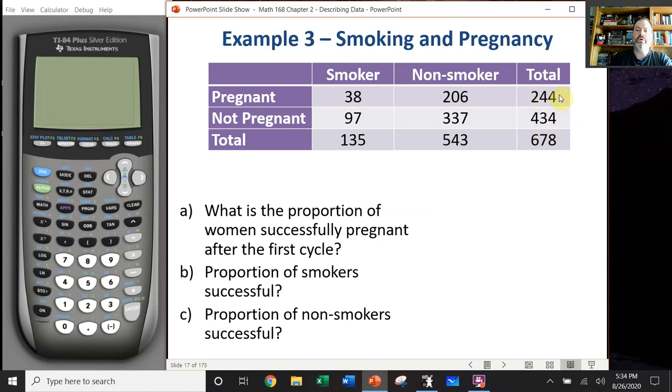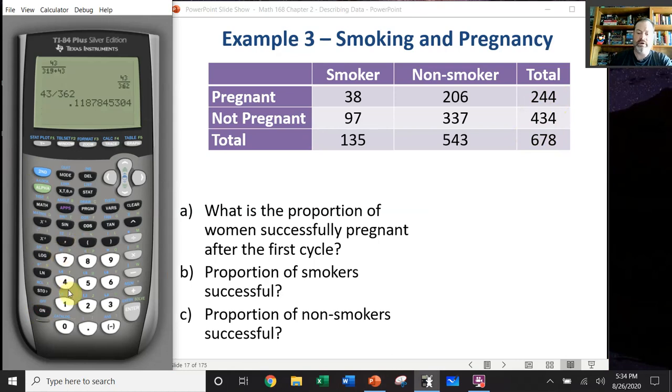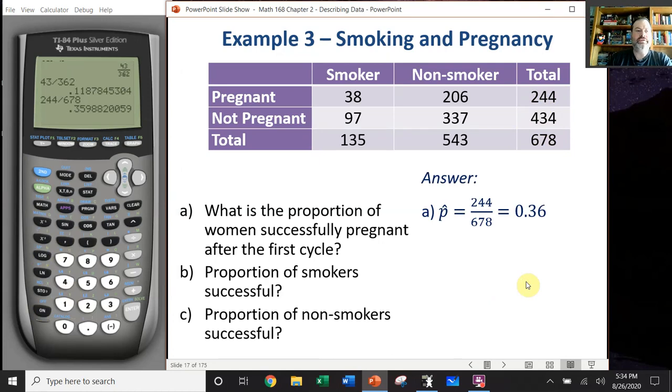So 244 were pregnant out of 678. That's actually what we type in, right? 244 divided by 678. Make sure you can get these numbers. I'm rounding to 2 decimal places here just to save space. And there is a homework problem like this, and I think you round to 2 decimal places. So about 36% overall in the entire study, about 36% of the women who tried to get pregnant successfully did within 1 cycle of going off birth control.